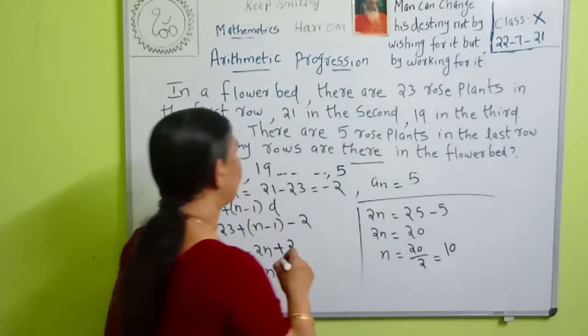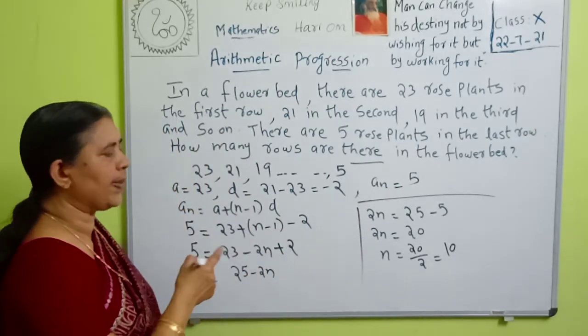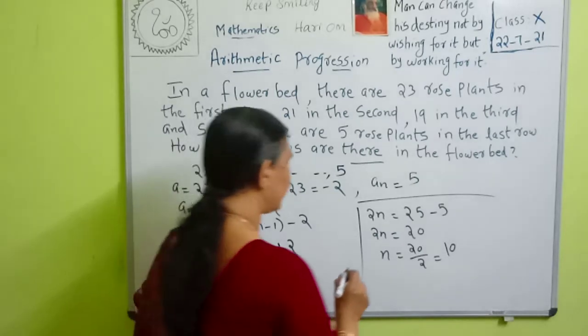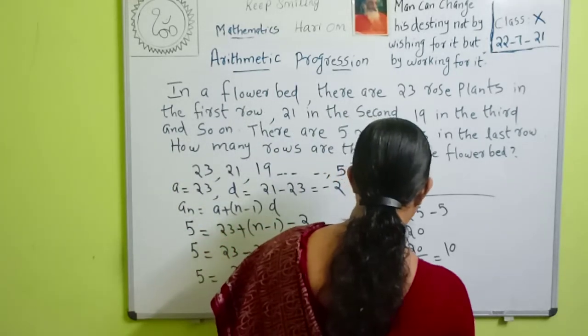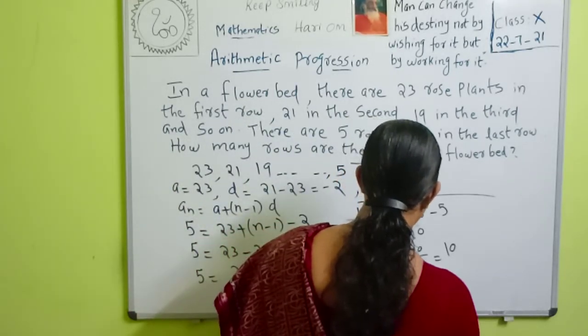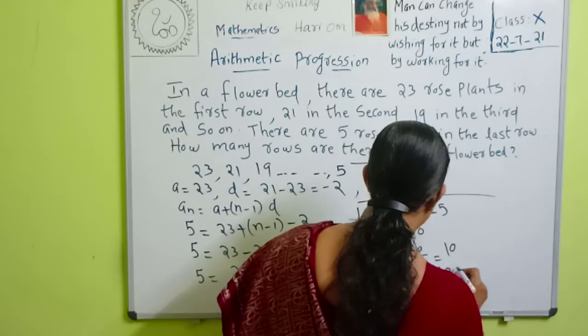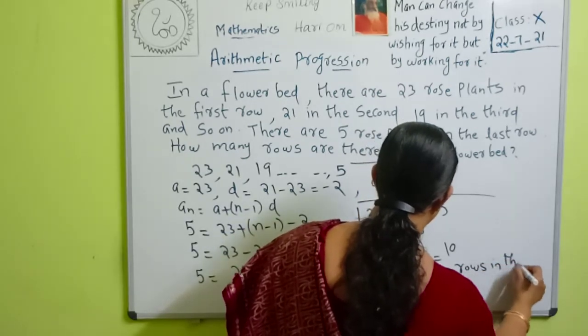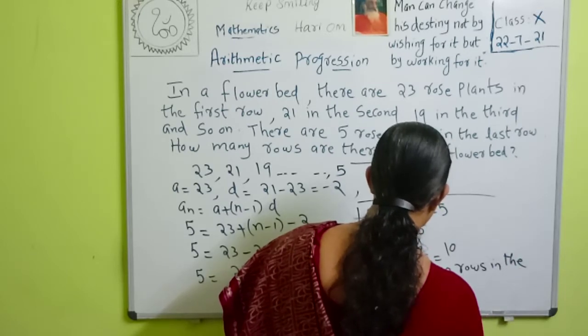Then how many rows are there in the flower bed? There are 10 rows in the flower bed. Therefore, there are 10 rows in the flower bed.